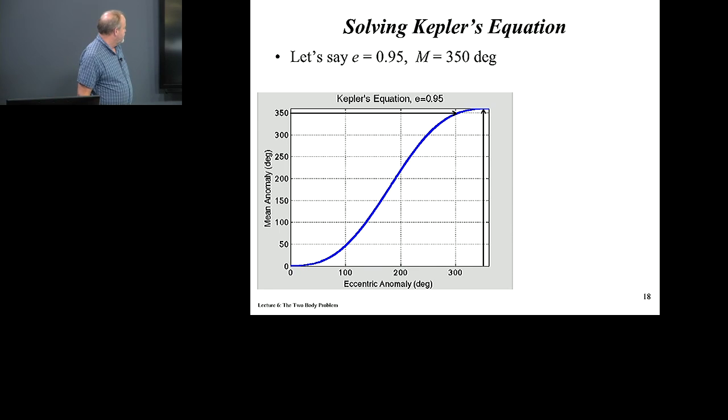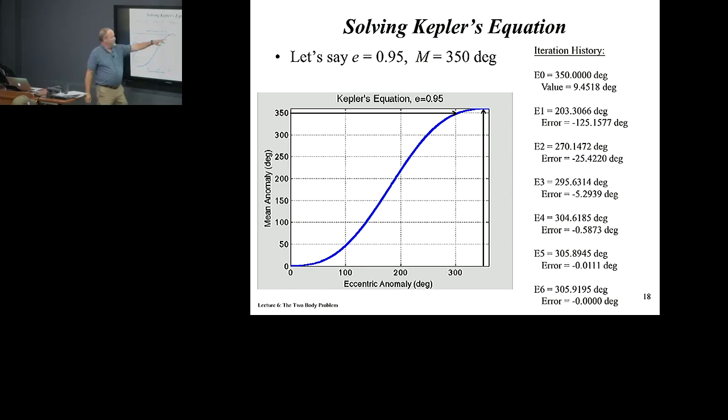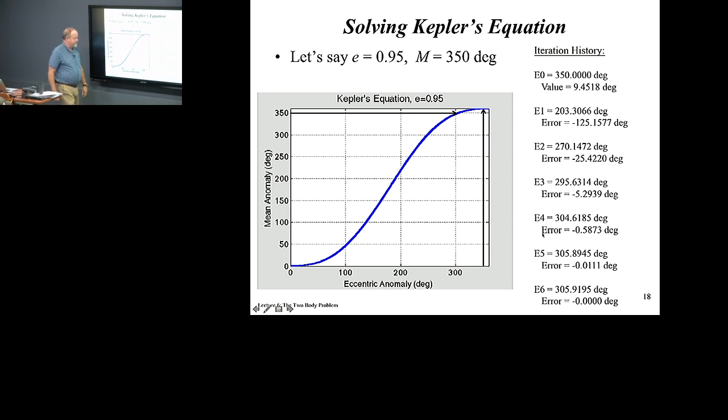So what if we have 350 degrees, still an eccentricity of 0.95? Well, you can see there, it similarly starts out at 9 degrees, but then goes out, there's an error of 125 degrees, 25, 5, and then finally it converges down. But it takes 6 iterations.